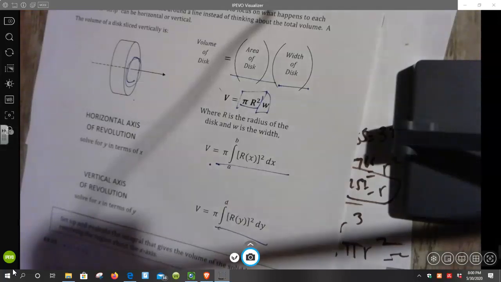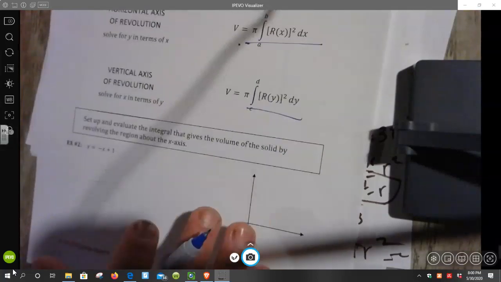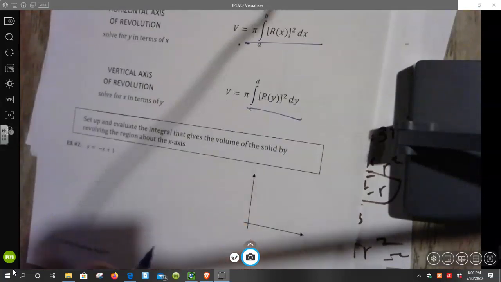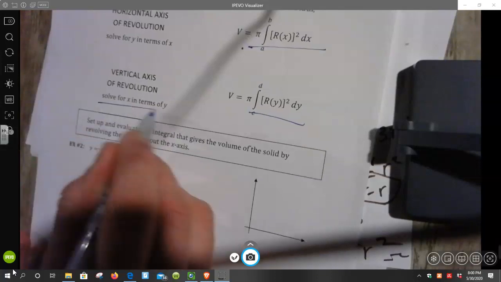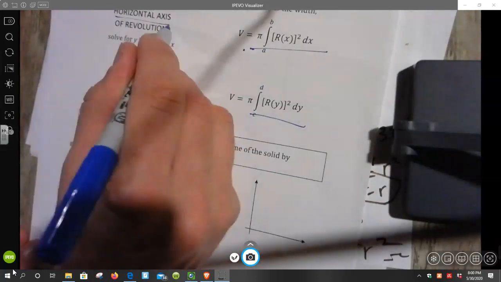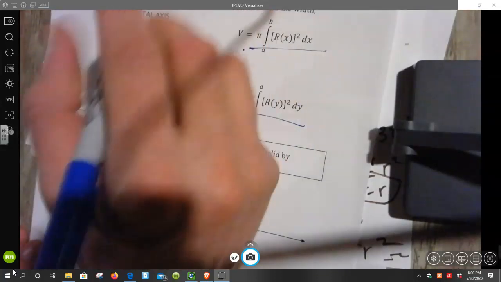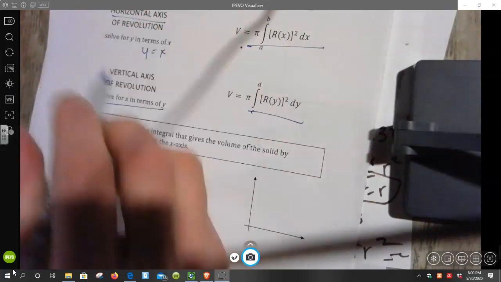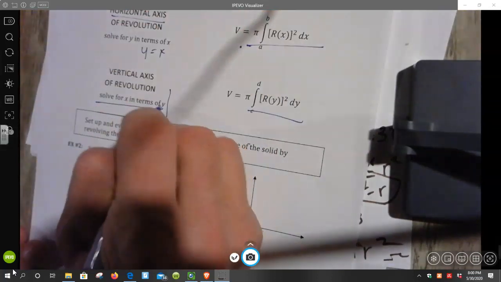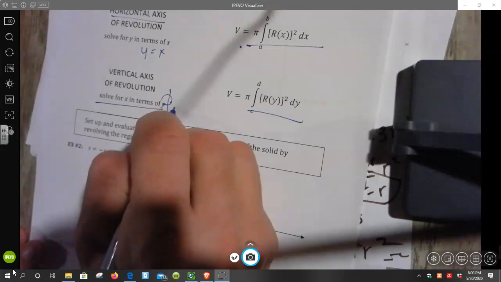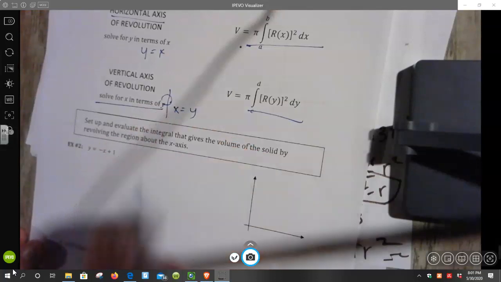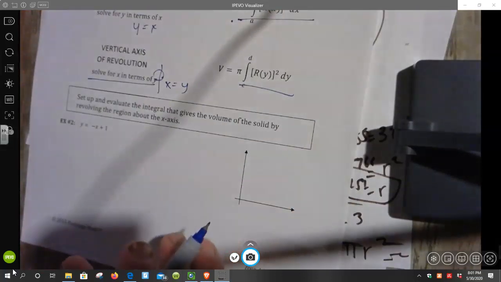So let's take a look at this problem right here. So the axis of revolution tells us how to solve. If we're going horizontal, if we're going around the horizontal axis, then it's going to be y in terms of x. If we're going around the vertical, if we're going around the y-axis, then it's going to be x equals in terms of y. So that's the way we're going to solve that. Okay, that's what tells us.